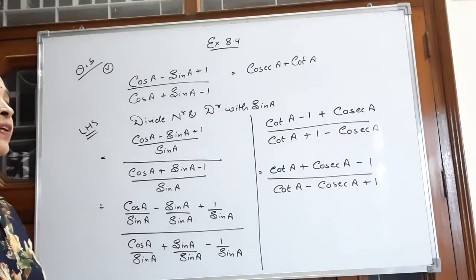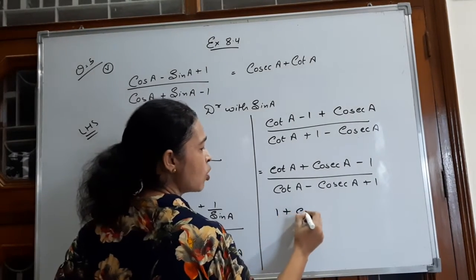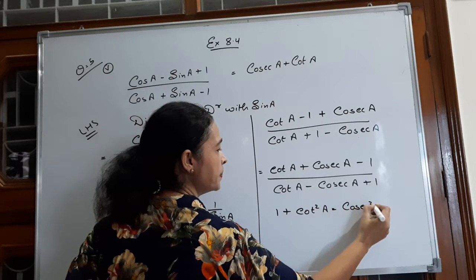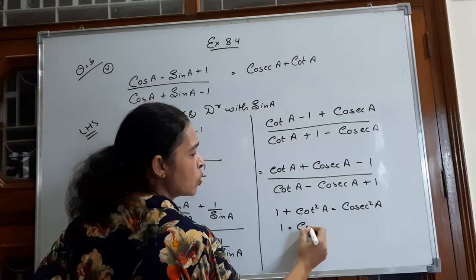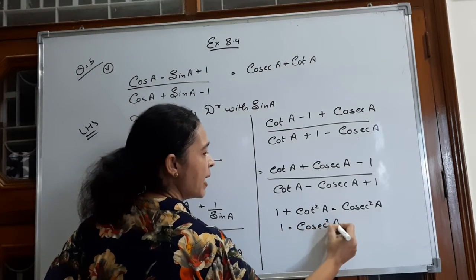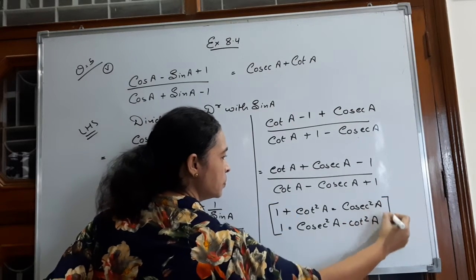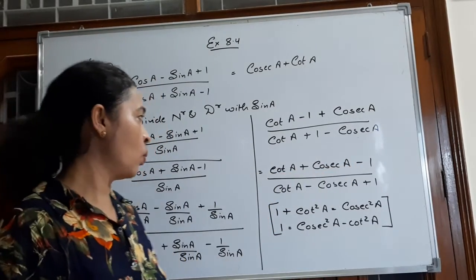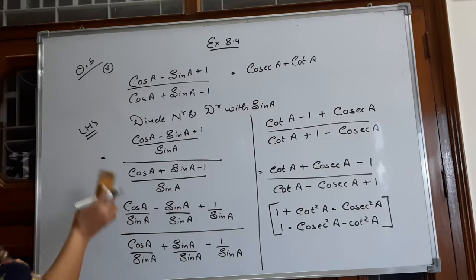Now students, what will we do? You know we have an identity: 1 plus cot square A equals cosec square A, and 1 equals cosec square A minus cot square A. We will apply this identity in place of 1. Pause the video and note it down. I am rubbing it.